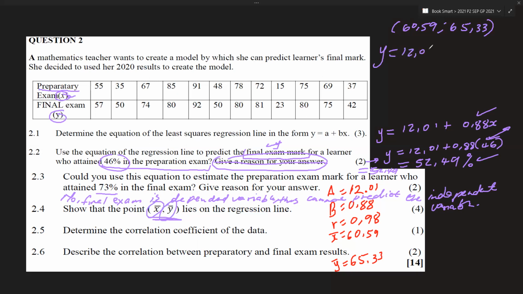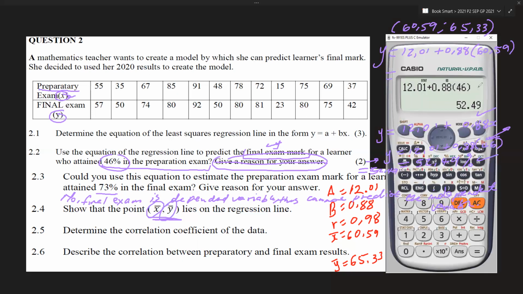So we have 12.01 plus 0.88. I want to explain something here. Remember, we can always input the x to predict the y. So I'm going to input the x in place of this x here, which is 60.59. If the answer that I'm going to get is this, it means this point lies on the regression line. If the answer does not equal this, then it does not lie on the regression line. Let's see what we're going to get.